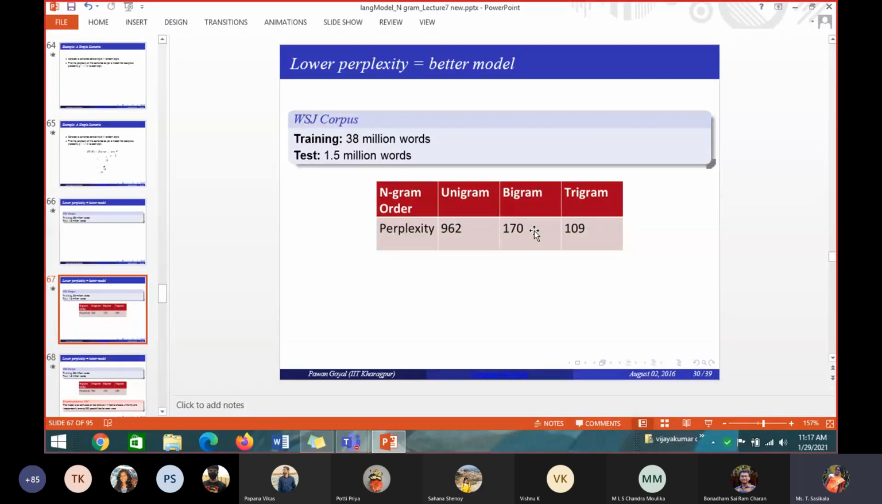Whereas in the bigram, what is the count you are getting? I have constructed a model using a bigram. So what is the perplexity I am getting? 170. So from 962 to 170, the model is not that much perplexed. It is not that confused. When it comes to the trigram, using a trigram language model, what is the perplexity I have got? 109. That is even better. Only 109 combinations.